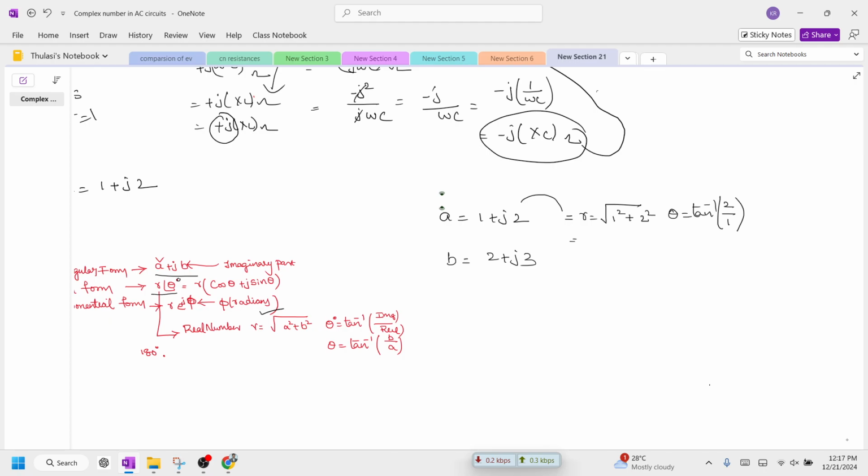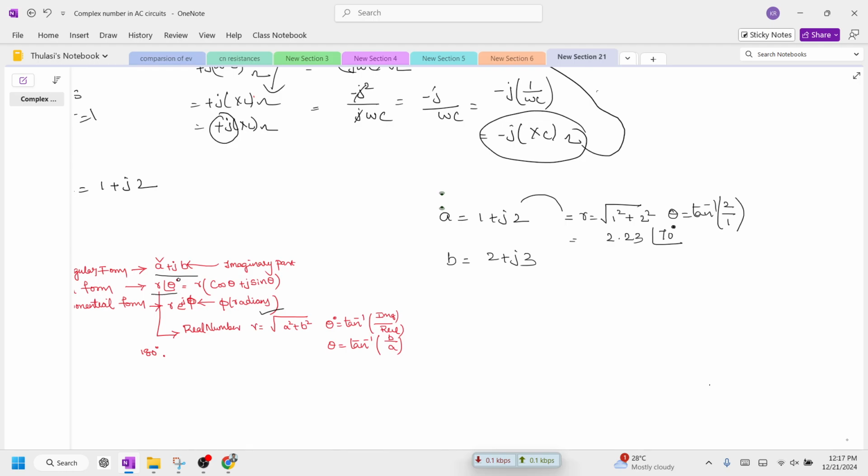This is nothing but you are going to get these values as root 5. Root 5 is 2.23 at an angle of 70 degrees. This is nothing but in degrees. So this is how we converted.